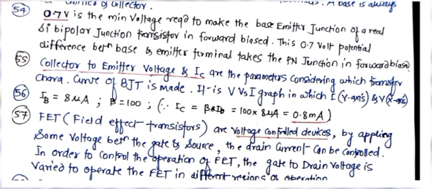Collector to emitter voltage and collector current are the parameters considering which the transfer characteristic curve of a BJT is made. It is a voltage versus current graph in which current lies on the y-axis and voltage on the x-axis. IC is equal to beta times IB.